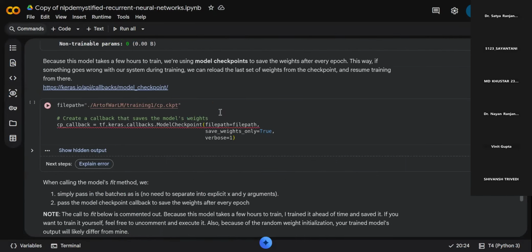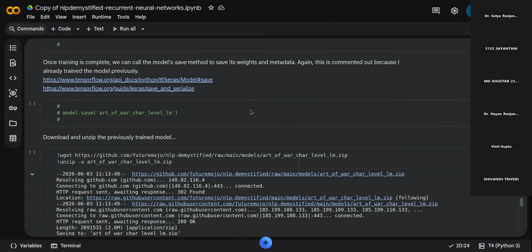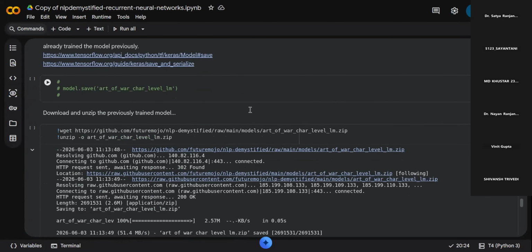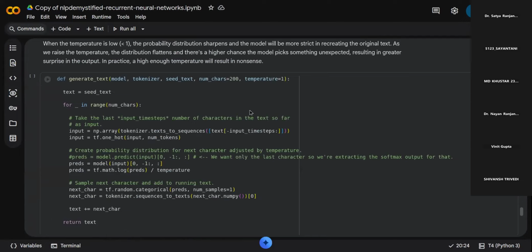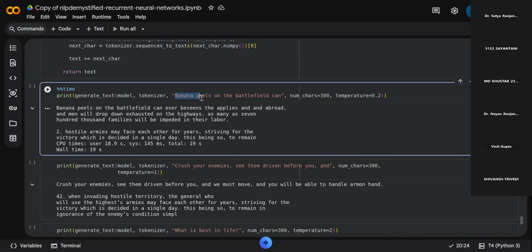When you train it, because the training takes more time, you will create a model, and that model can be used when you give an input. I'm going to the last one. Let's say I'm putting in "banana peels are battlefield can". The number of characters to be generated next is 300. Temperature means how much you have sampled.